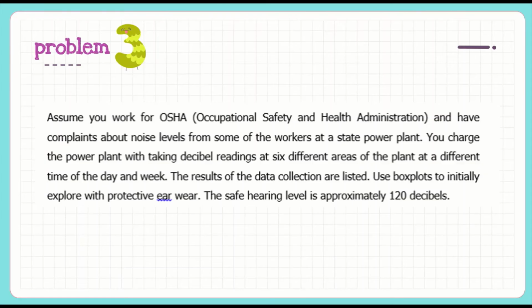Problem 3. The question is, assume you work for OSHA, the Occupational Safety and Health Administration, and have received complaints about noise levels from some of the workers at the state power plant. You charged the power plant with taking decibel readings at 6 different areas of the plant at different times of the day and week. The results of the data collection are listed. Use box plots to initially explore. With protective earwear, the safe hearing level is approximately 120 decibels.